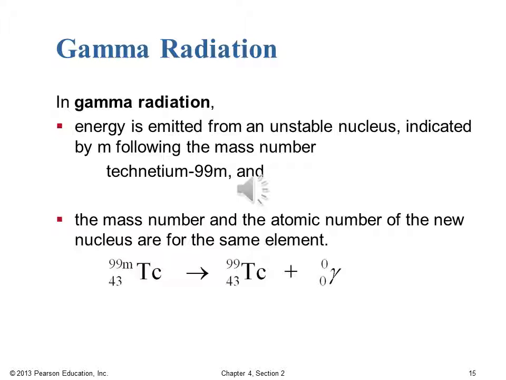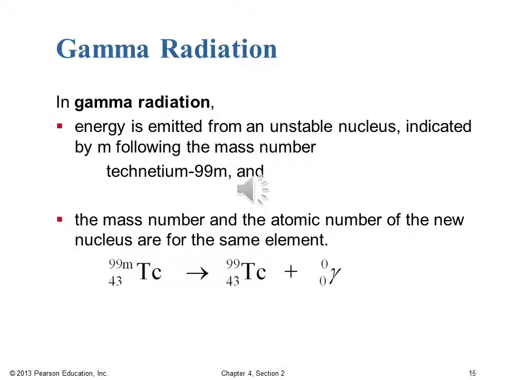So if we look at the example here, we have technetium-99. The little m after the 99 indicates that it's a metastable nucleus, so it's not truly stable. It does have extra energy that it wants to emit in order to go back to a more stable state. And so that 99m over 43 for technetium, the element symbol Tc, goes to just a plain old 99, no more m in the product, still element 43, plus that gamma, either just the plain Greek gamma symbol, or as we see here, the gamma with the 0 for the mass and the 0 for the charge number.